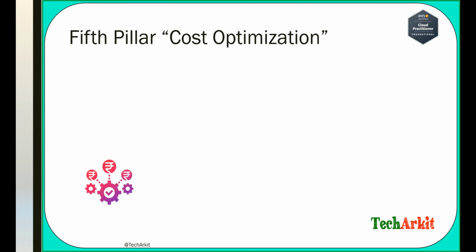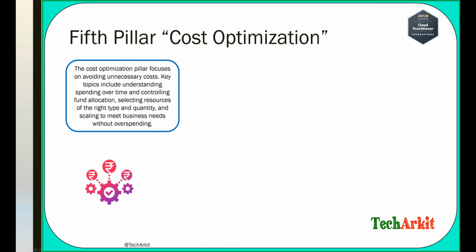The fifth pillar of the well-architected framework is the cost optimization pillar. What does this pillar actually do? If you see the word itself, it says cost optimization. The cost optimization pillar focuses on avoiding unnecessary cost. Key topics include understanding spending over time and controlling fund allocation, selecting resources of the right type and right quantity, and scaling to meet business needs without overspending. Most companies look for cost optimization, cost effectiveness, right? So how can the cost be saved, how can cost optimization be done?